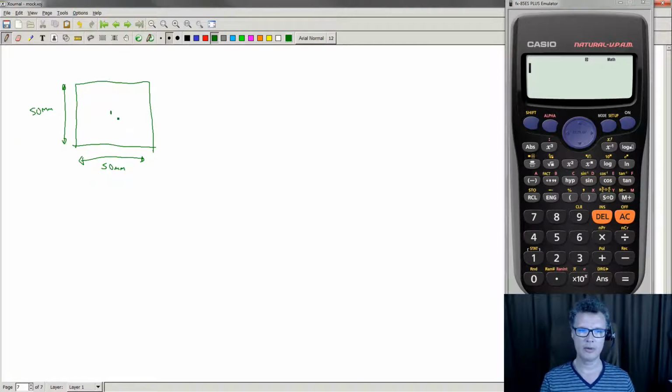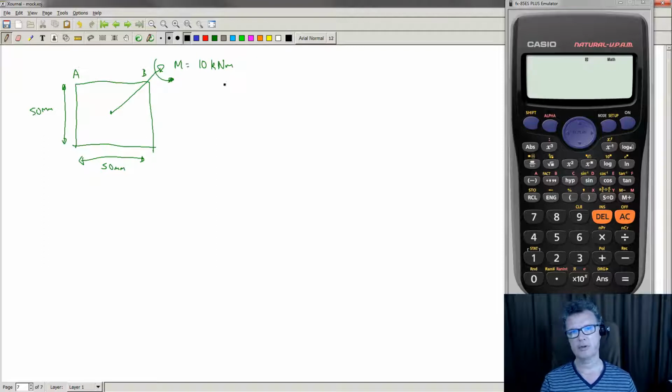Through the middle, we'll apply a turning moment, and that can have a turning moment of 10 kilonewton meters. And I want to know what is the normal stresses at A and B. What do I need to do?